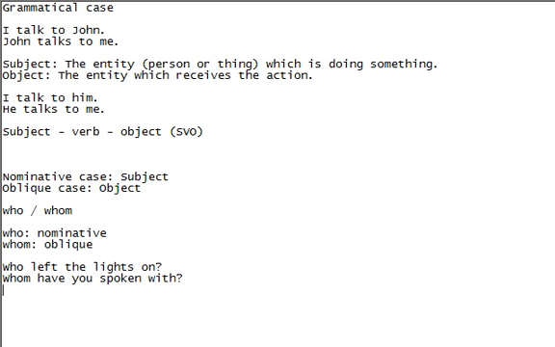Like, that is the person who, I don't know, wrote a book about, I don't know, cats. That is the person who wrote a book about cats. Who did something here? Who committed an action in this sentence? They did. The person we're talking about did an action. And so we use who, because they actually did the action.